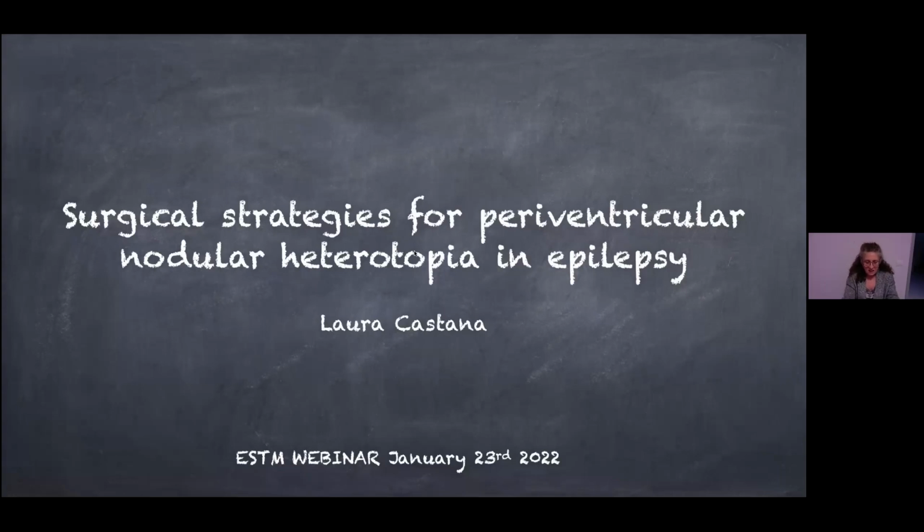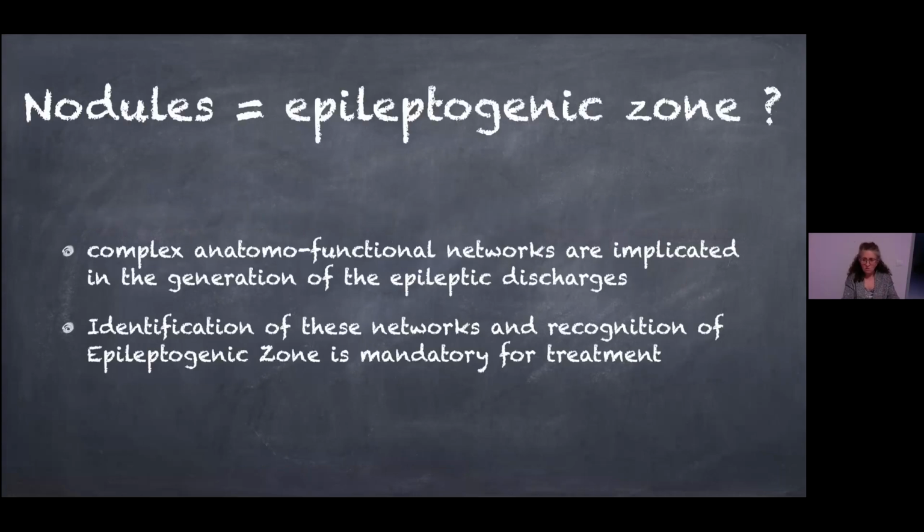Thank you. So, continuing what Professor Guénot says, we have the idea that the networks at the base of the generation of these epileptic discharges in those patients are very complex. So the identification of these networks is mandatory, and it is mandatory to identify the epileptogenic zone for the treatment.